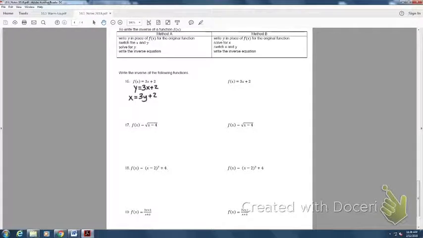And then I'll solve for y. Okay, so Andy, if I'm solving for y, what would be the first thing I would need to do there? Subtract 2. Carrie, what would I need to do to get that 3 off of there? Divide all of them by 3. Divide both sides by 3. So the inverse of f of x is equal to x minus 2 over 3.